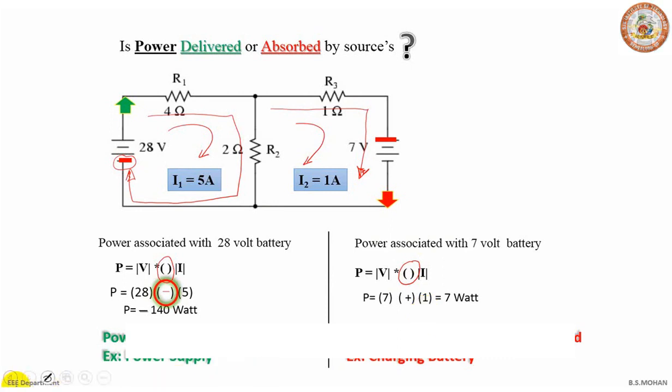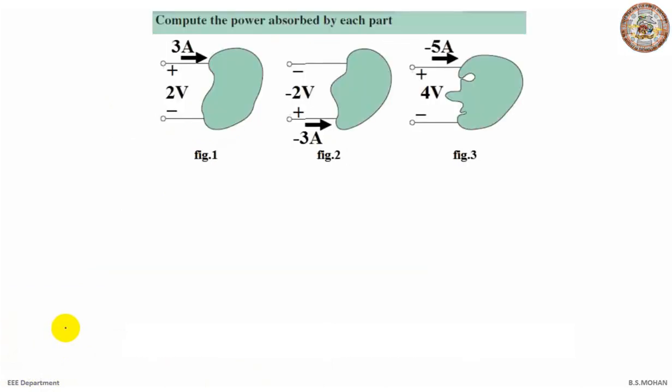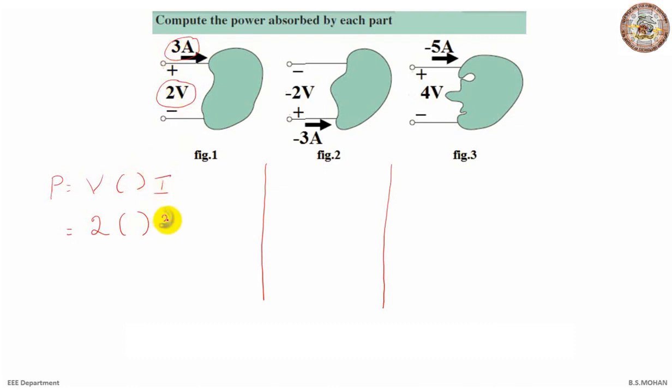So let's see a small exercise so that you can understand the technique much better. If I ask you to compute the power associated with each part, we'll solve one by one. In figure 1, let us use the formula, that is, P is equal to V, then bracket, and then I. What is V? As you can see, the magnitude of V is 2 volt. So I'll write it down as 2. I'll write the content in parenthesis later. Let us write I. Now what is I here? You can see it is plus 3. So let me write I as plus 3.